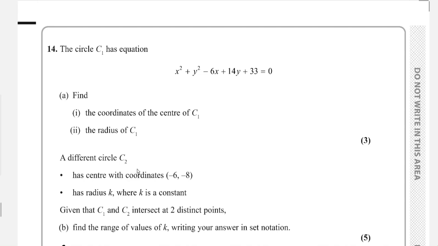A different circle C2 has centre with coordinates negative 6, negative 8, and has radius k, where k is a constant. Given that C1 and C2 intersect at 2 distinct points, part B: find the range of values of k, giving an answer in set notation.